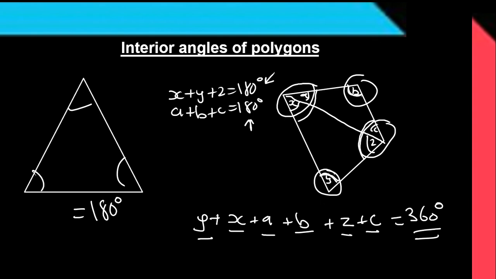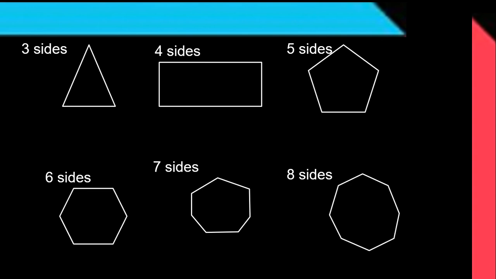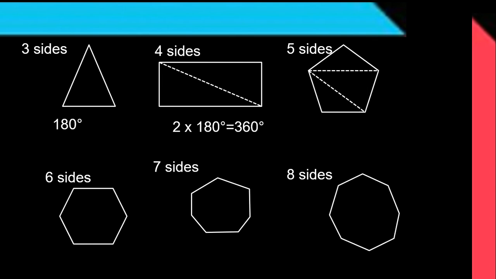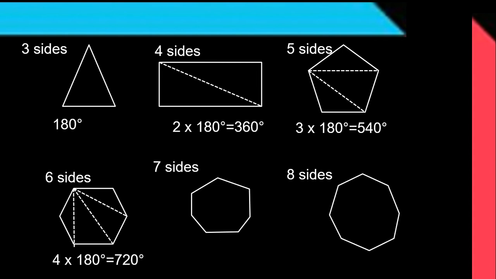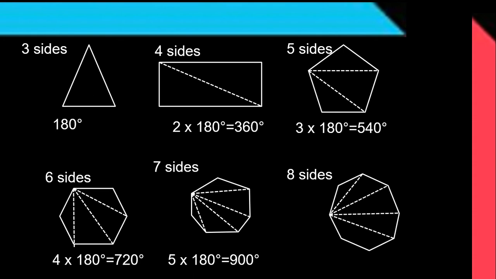Let's take this investigation a bit further and look at different polygons with different numbers of sides. A 3-sided shape is 180 degrees. We've just looked at a quadrilateral, where 2 triangles fit in, so that's 360 degrees. With the 5-sided shape, from the same vertex, we can make 3 triangles. A 6-sided shape is 4, a 7-sided is 5, and an 8-sided is 6.